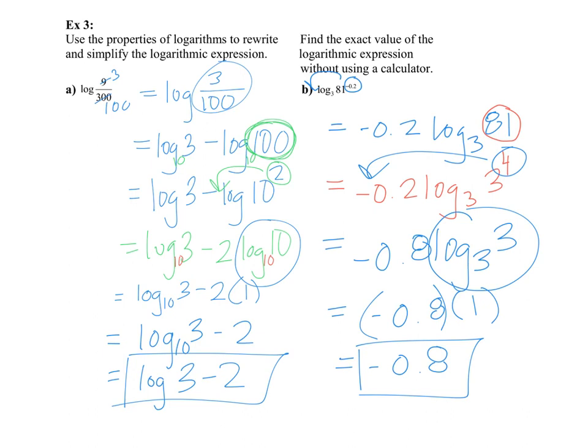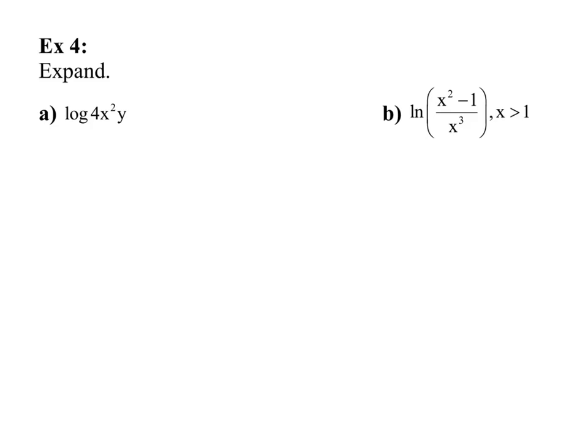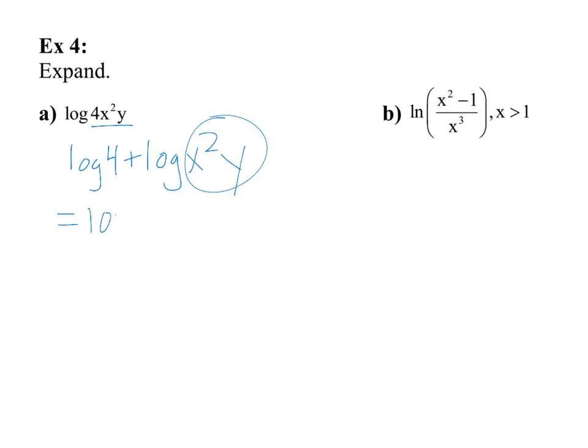All right, so here we have to expand. Let's apply some of the properties. I have a product here, so it's going to be log of 4, and then plus log of x squared y, and then I could apply the product property of logs here. So I get log x squared plus log of y. And then one last thing I could do is take that exponent, bring it to the front.